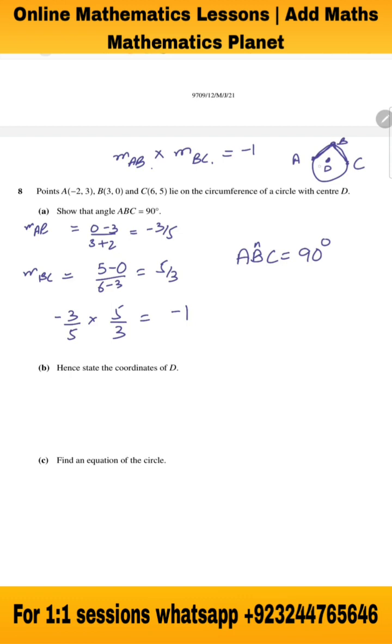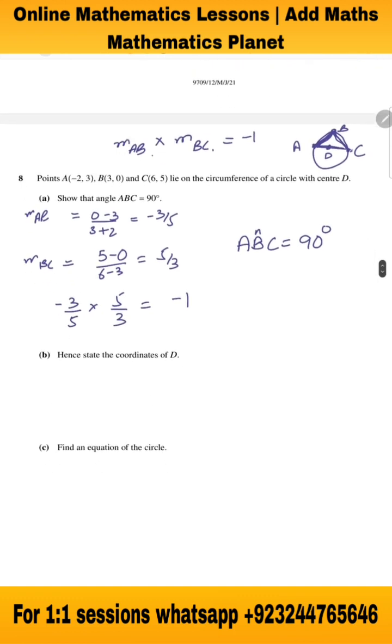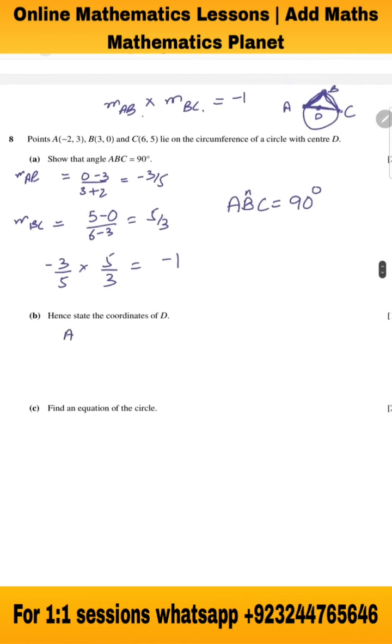So it means AC is the diameter, because if three points lie on the circle and there are two lines that are making an angle of 90 degrees, then these two lines must make a diameter. So because ABC is equal to 90 degrees, AC is a diameter.